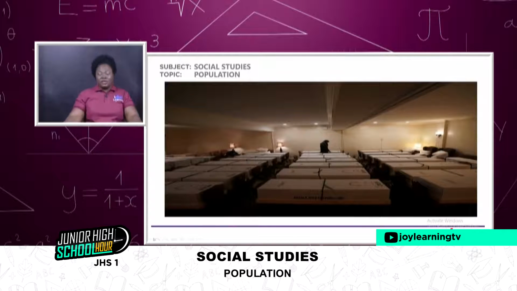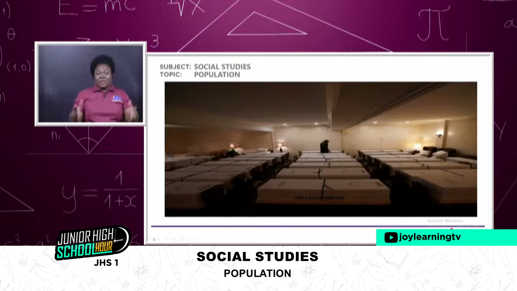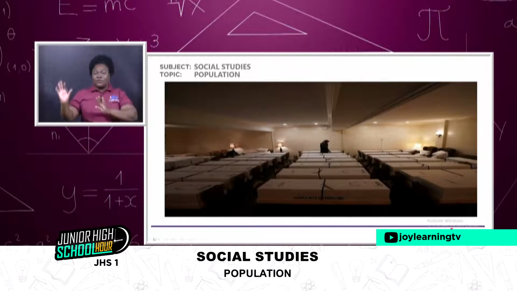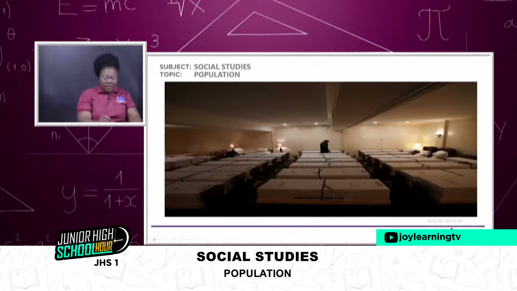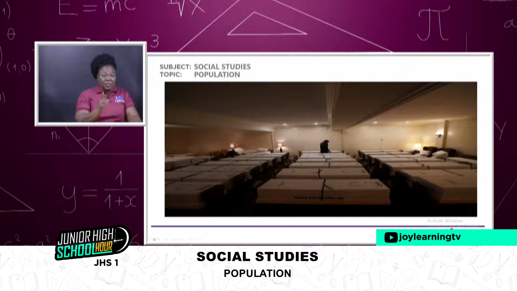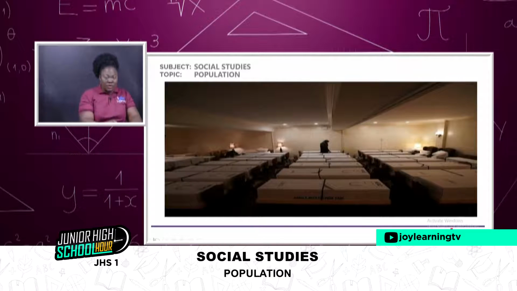Now let's look at the picture again. This is a picture during the COVID. So we are just assuming that this happened in Ghana. In America, a lot of people died during the COVID. The COVID just swept a lot of human beings. So these are coffins of dead people that could not survive during the COVID. So definitely the population there will dwindle, will come down.